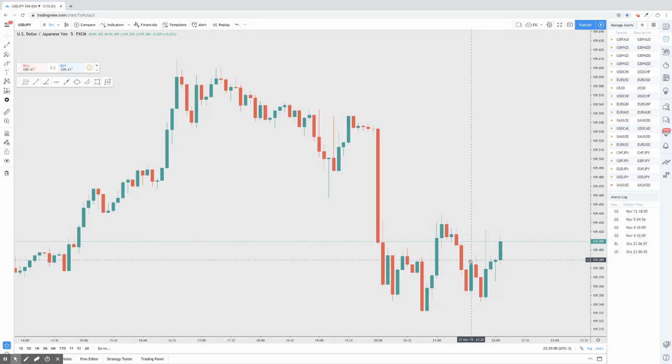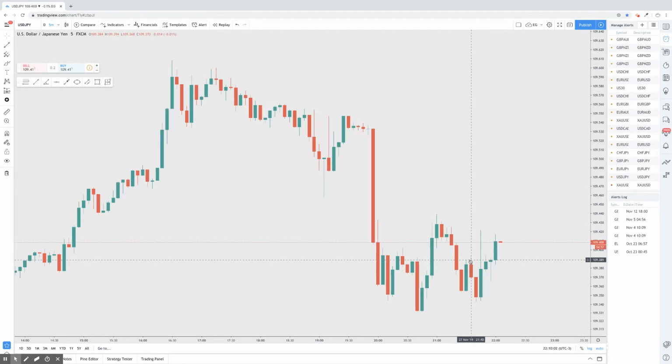You guys, price action confirmation is arguably the most important confirmation you can have. For some people, it's the only confirmation that they use. So it's really important that you understand it.